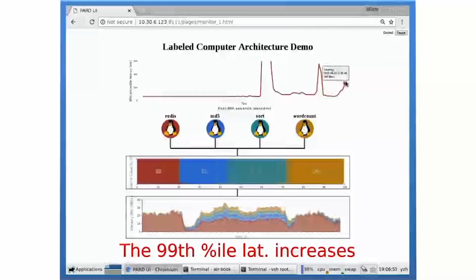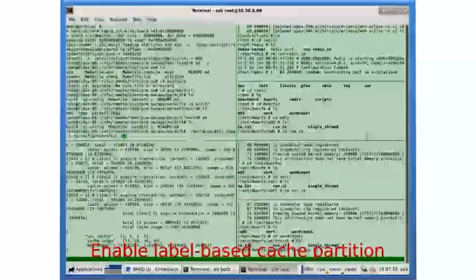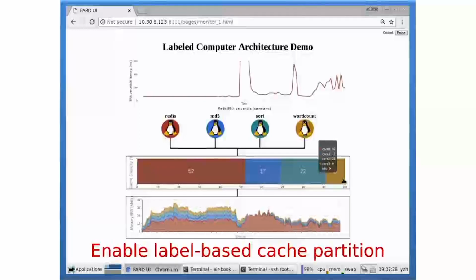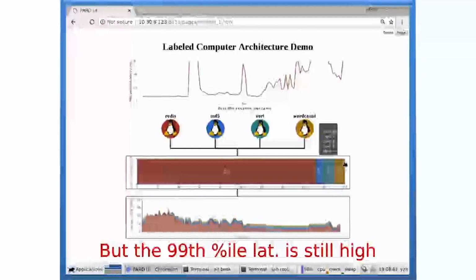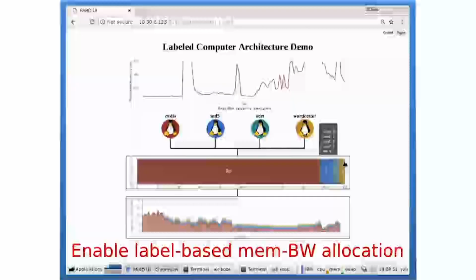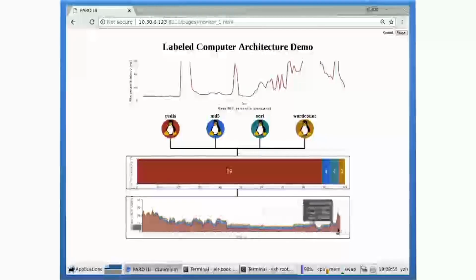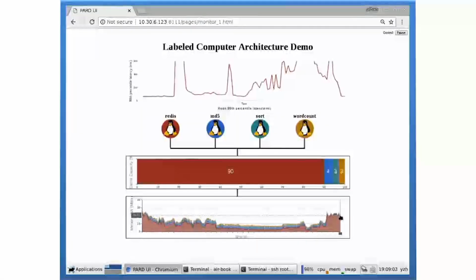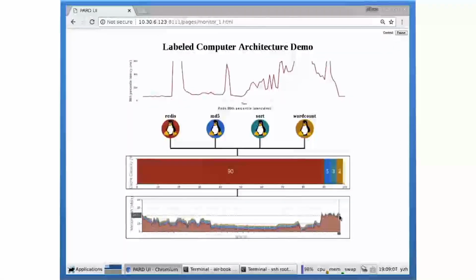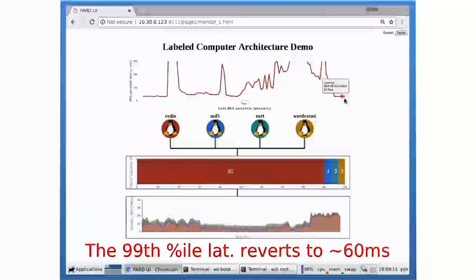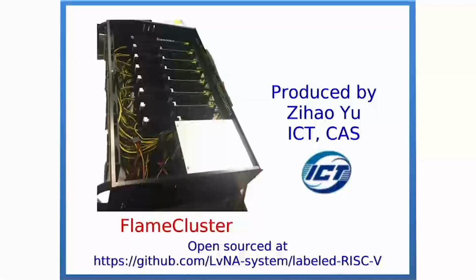Okay, wow. You can see that the tail latency goes up. So we use cache partitioning to allocate 90% of the last level cache to Redis. Okay, almost approaching 90%. But it seems the tail latency doesn't change. This is because the other 3 applications use a lot of memory bandwidth. So we do memory bandwidth control to set 90% of memory bandwidth to Redis, and then the tail latency reverts to the original 60 milliseconds. I asked my student to produce the video.